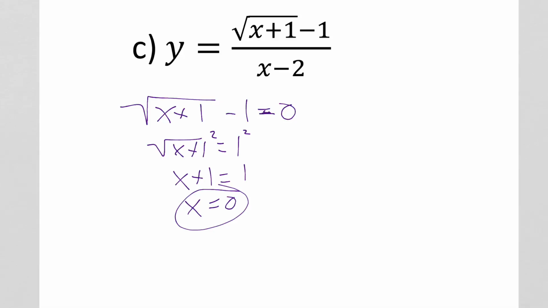Now let's do the domain. Now the most obvious way to look at this and do the domain is to look at the denominator and say, I know that the denominator cannot equal 0. So I know x cannot equal 2.